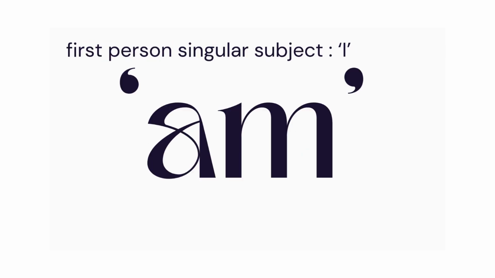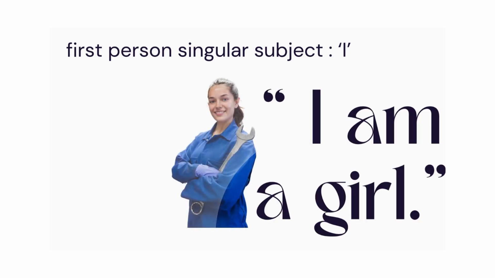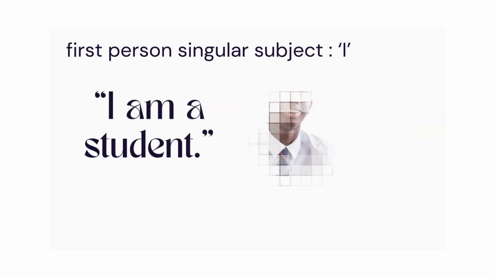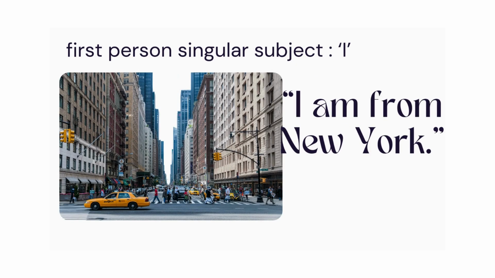Am is used with the first person singular subject, I. So you have something like, I am a girl. I am a student. I am happy. I am from New York.